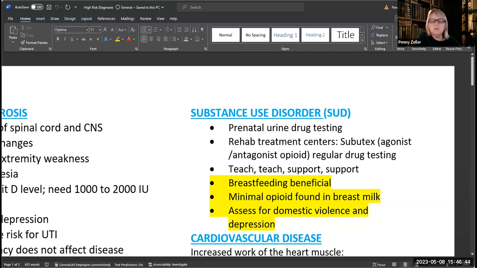Make sure if you have a client with substance use disorder that you're also screening for intimate partner violence and for depression, because depression and substance use go hand in hand. Okay, so we don't want to miss out on something else going on with our client that we can help address.